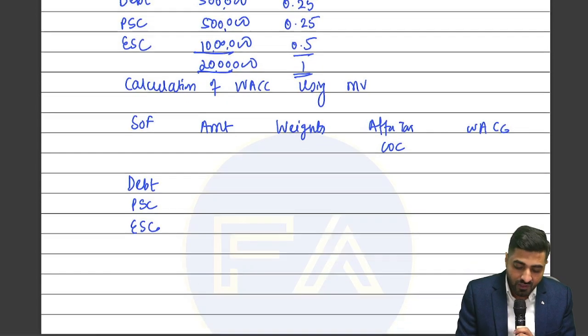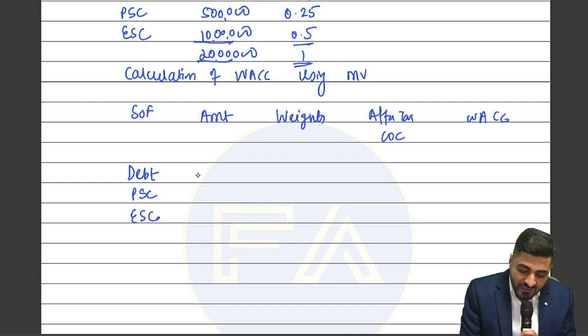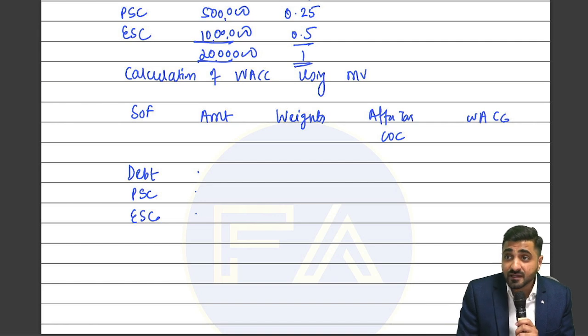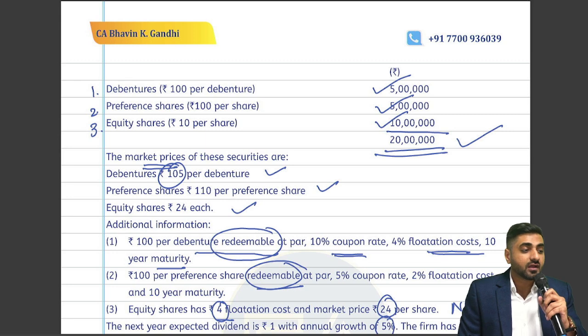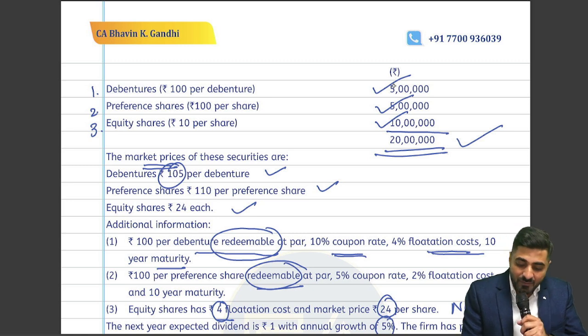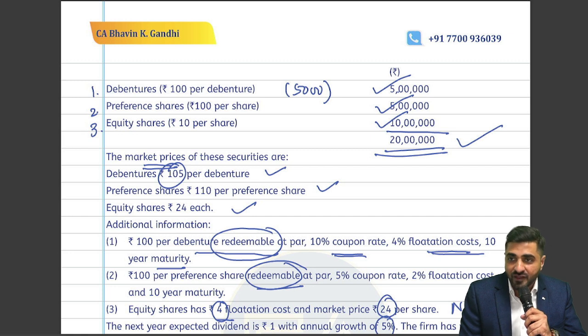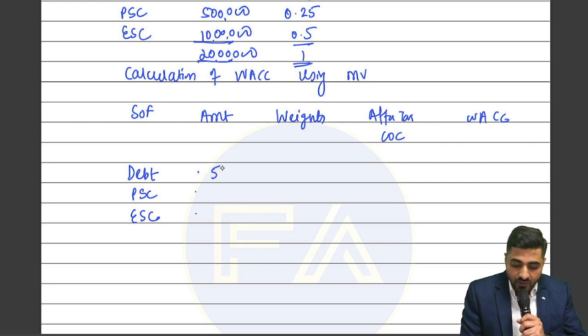Yes, sir. In market value, should I write down the same 5 lakh, 10 lakh, or should I write down the market prices? Do I have the market prices of debenture? How much is that? 105. Now what are the number of debentures? 5 lakh divided by 100, 5,000 debentures. And what's the market price? 105. Can you now give me, everyone, what is the market value of debentures? 5 lakh 25,000.